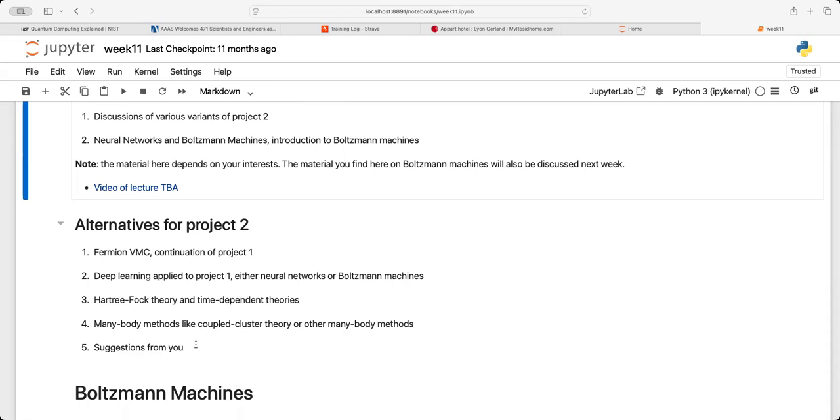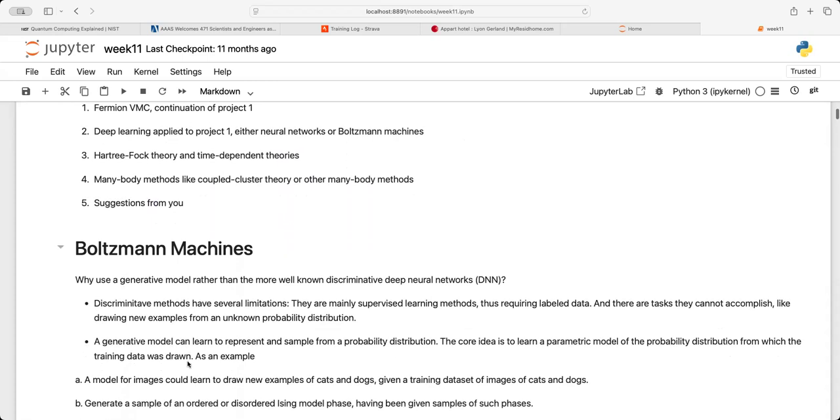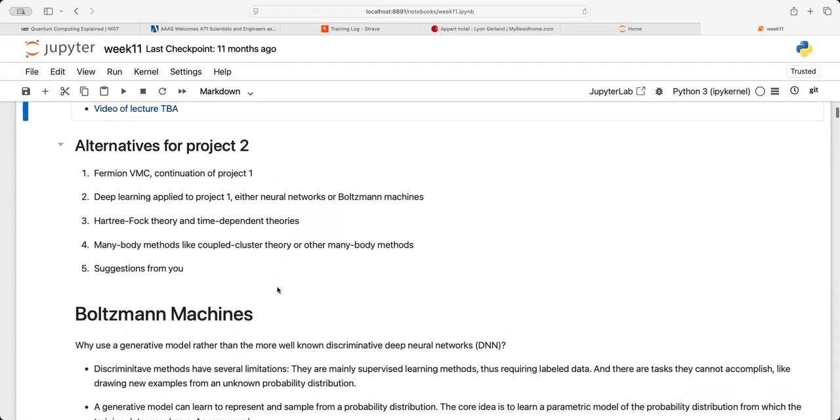So give it a thought a little bit. And what I wanted to say more about is actually, I wanted to discuss a little bit about Boltzmann machines. And the reason for that is that this can give us a very easy continuation of Project 1. And the only thing which changes is the ansatz for the trial wave function.